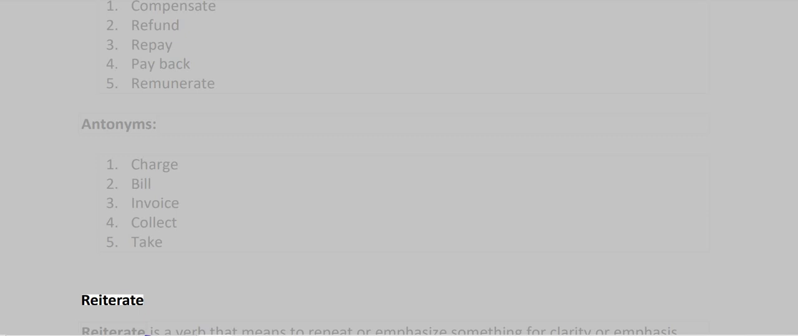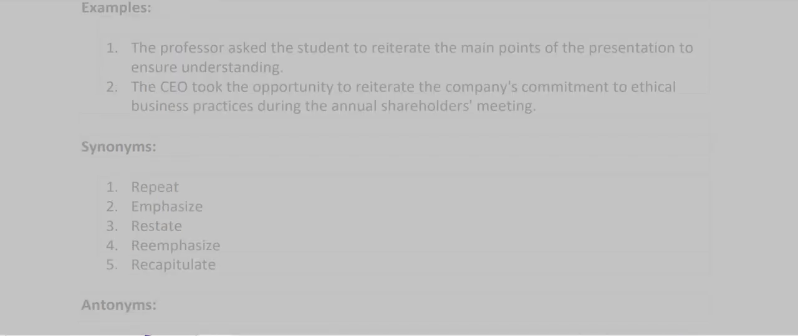Reiterate. Reiterate is a verb that means to repeat or emphasize something for clarity or emphasis. Examples: 1. The professor asked the student to reiterate the main points of the presentation to ensure understanding. 2. The CEO took the opportunity to reiterate the company's commitment to ethical business practices during the annual shareholders meeting.